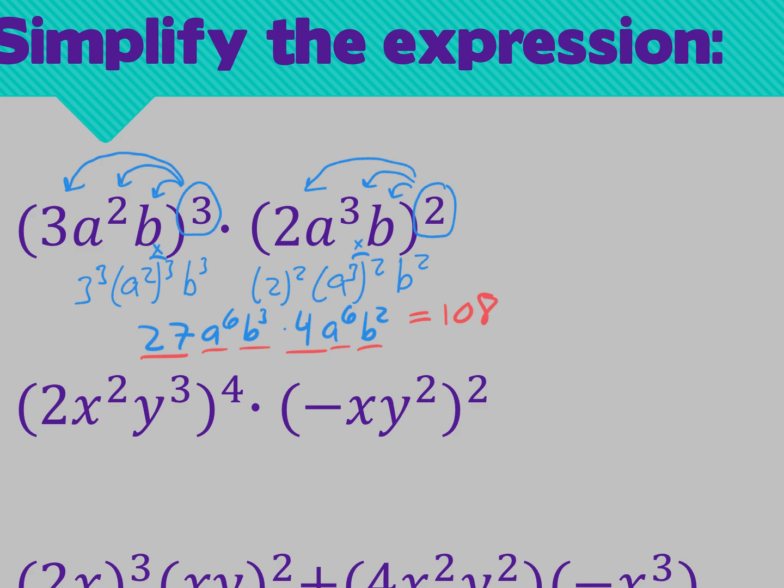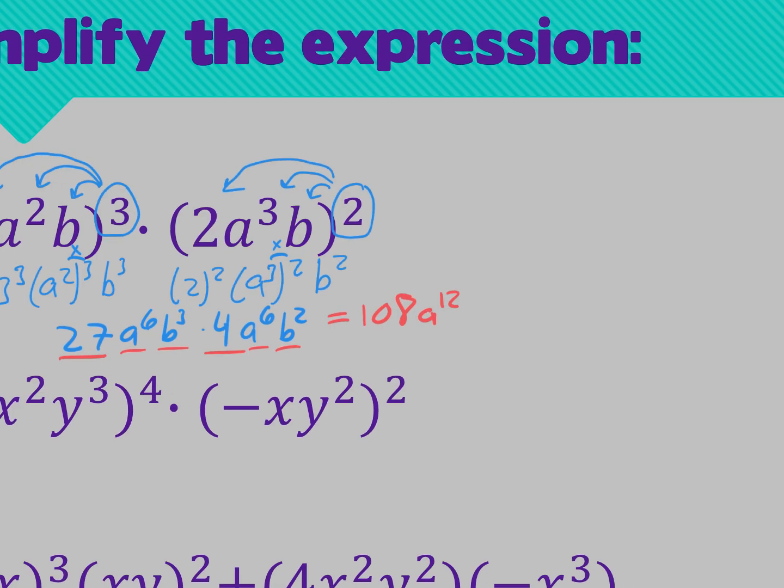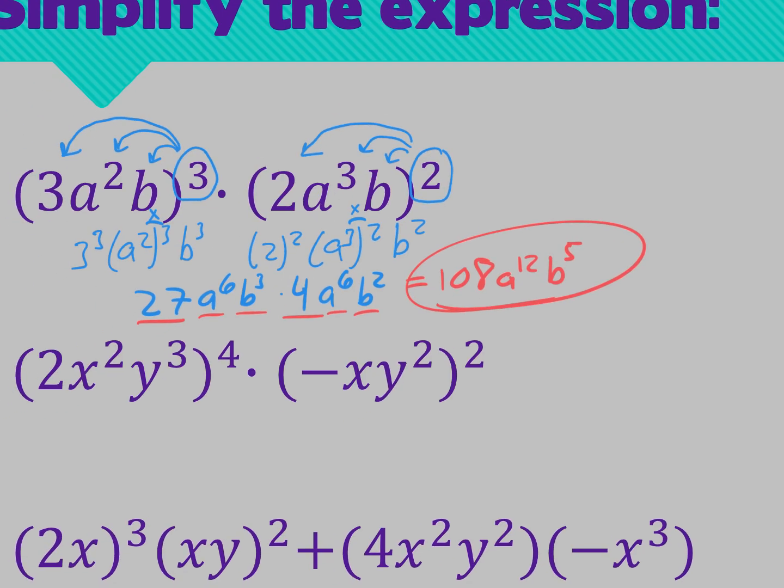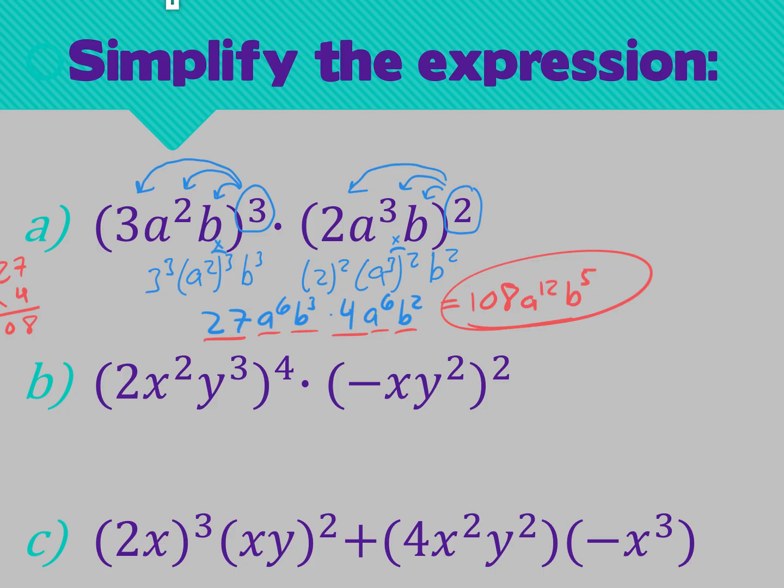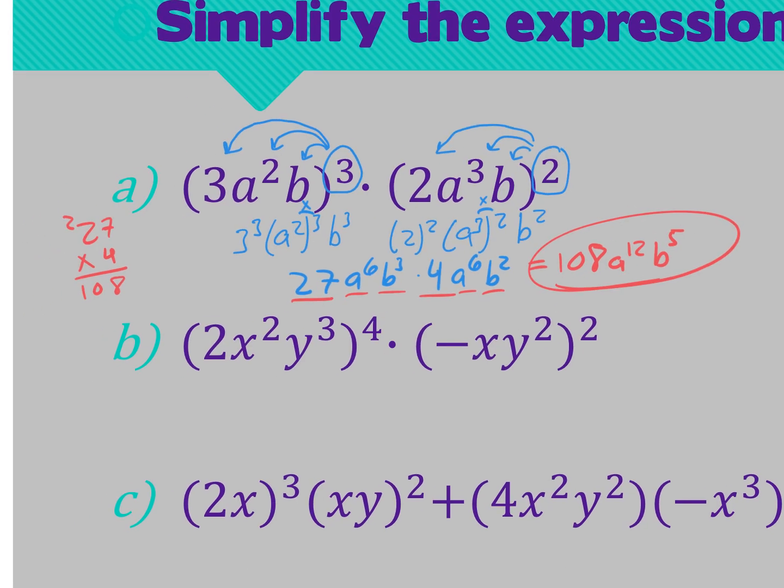A to the 6 times a to the 6, multiplying with the same base, you add your exponents, it's going to be a to the 12th. B to the third times b to the second, again, add your exponents, it's going to be b to the 5th. So we got a nice condensed answer, but again, the original expression was pretty lengthy, just do it one step at a time.